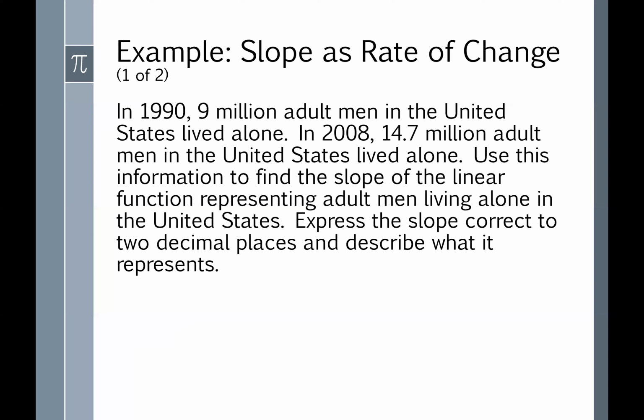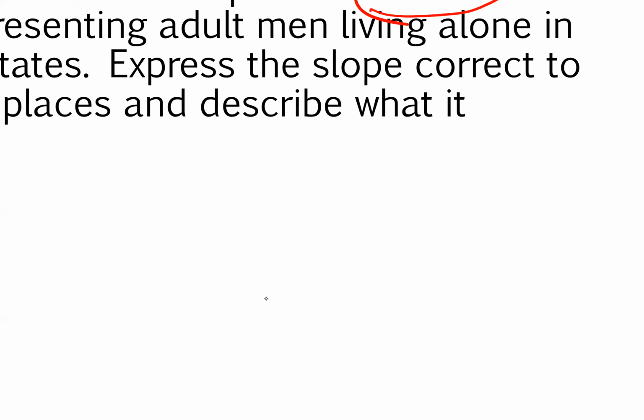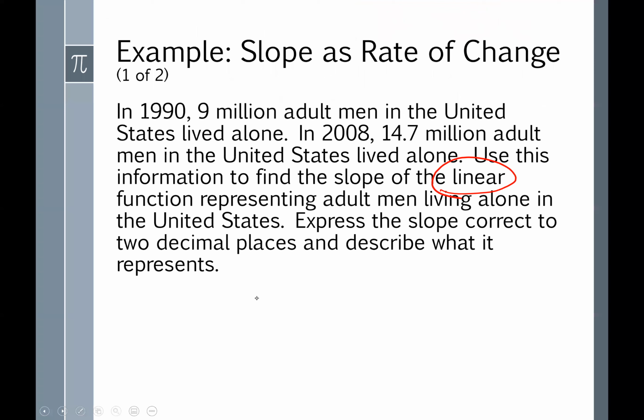Use this information to find the slope of the linear function representing adult men living alone in the United States. And you'll notice that it's telling me that it is a linear function. It's a line. Express the slope correct to 2 decimal places and describe what it represents. All right, so I have given to me in this problem 2 points. The first point is right here, the 1990, 9 million.